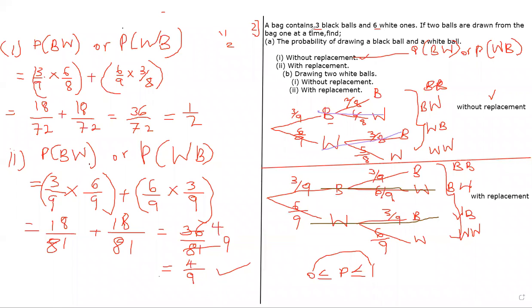So that one I think is well taken care of. Let's see the second part. Drawing 2 white balls. The idea here is simply to understand that when we talk of without replacement, the number is always supposed to reduce. But with replacement, the number remains constant. So that one is taken care of.